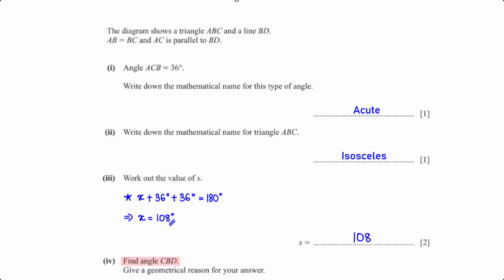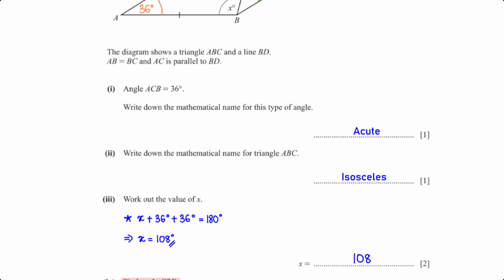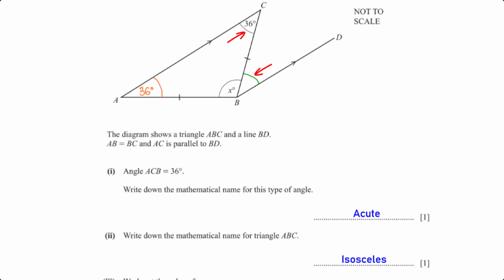Find angle CBD. Give a geometrical reason for your answer. Angle CBD and angle ACB are alternate angles, and alternate angles are equal. So angle CBD is 36 degrees.